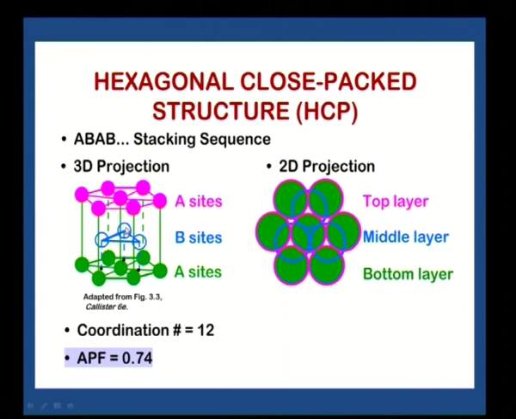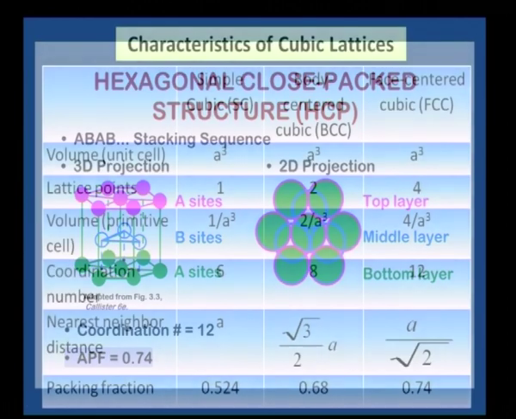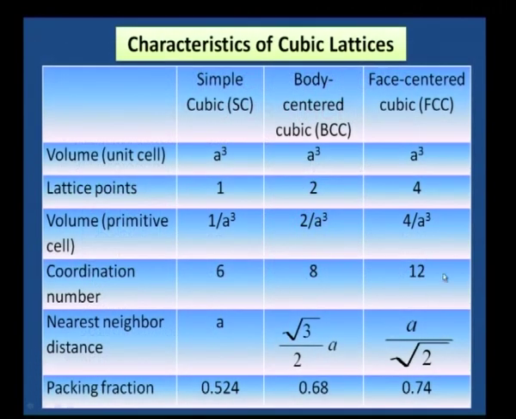Important point is again the coordination number of FCC is also 12, right. What is the coordination number for FCC? It is 12. Okay. That is important. The coordination number for FCC is 12, the coordination number of HCP is 12, and the packing fractions of FCC and HCP are the same. These are some of the important points.